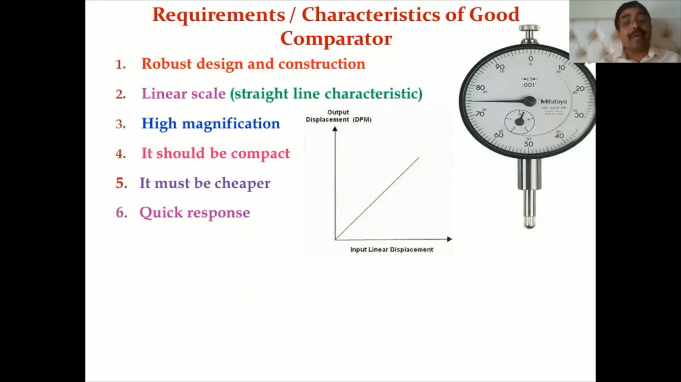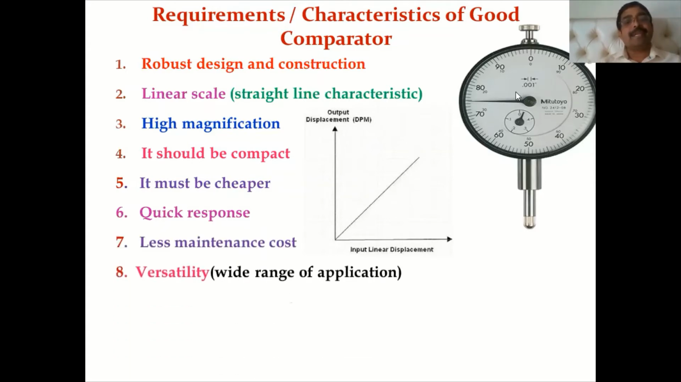Then quick response. What is the meaning of quick response here? The reading which is obtained over this dial indicator, right, should be shown in the least possible time. That is called a quick response. Means the pointer must show the response at a very fast rate. Then the low maintenance cost. So naturally it's very easy.